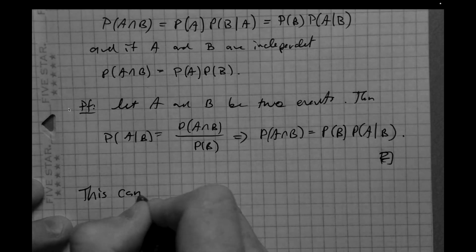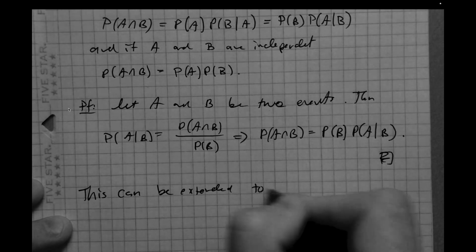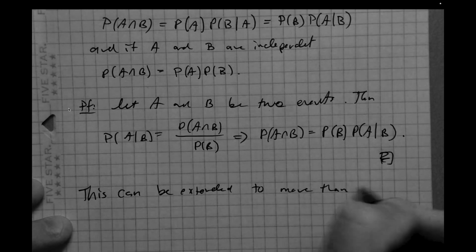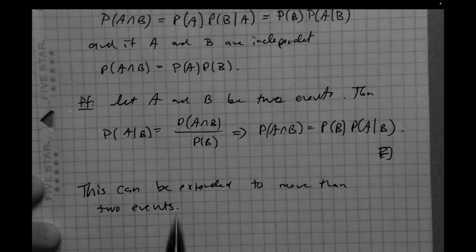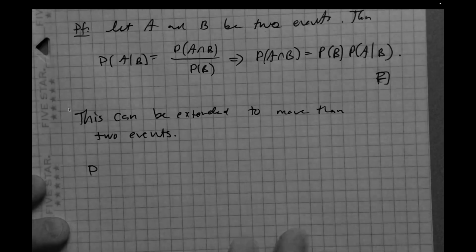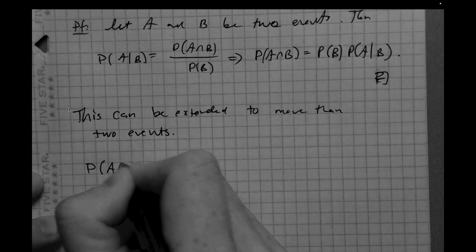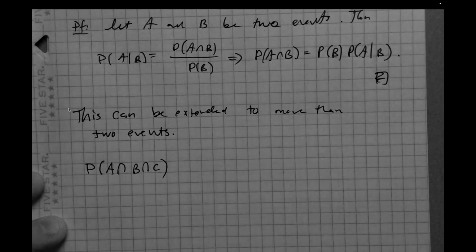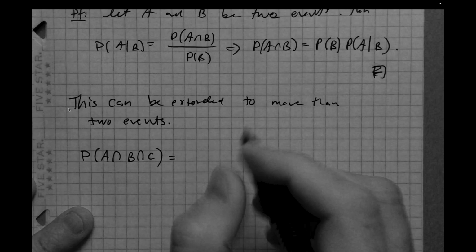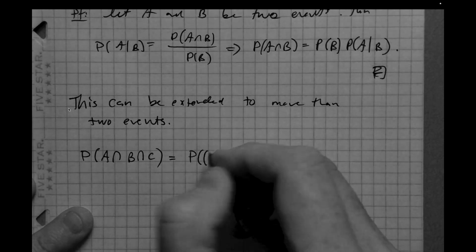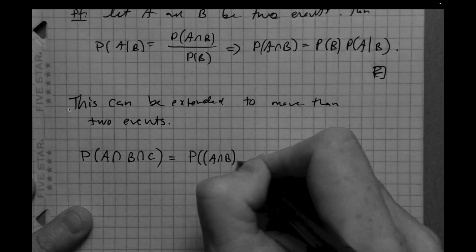Now, this theorem can be extended to more than two events. I'll give you an example of what that looks like. So if I had the probability of the intersection of A, B, and C, something like this, then I can think of it in this term. I can think of it as the probability of A and B as an event, and C, right?